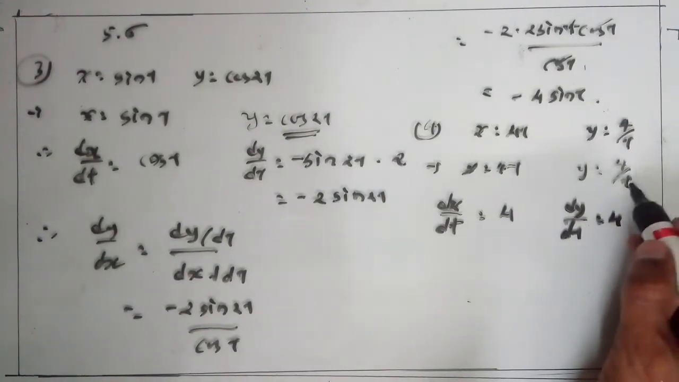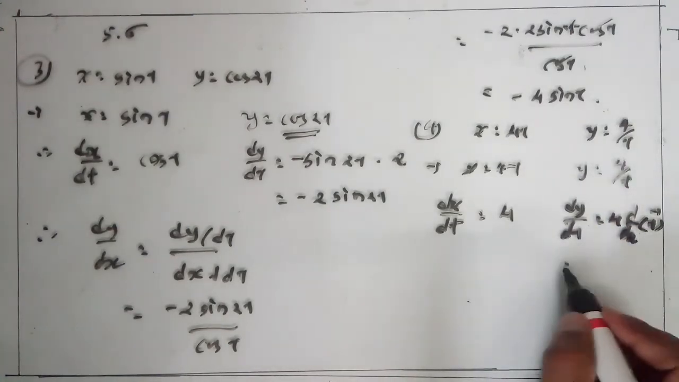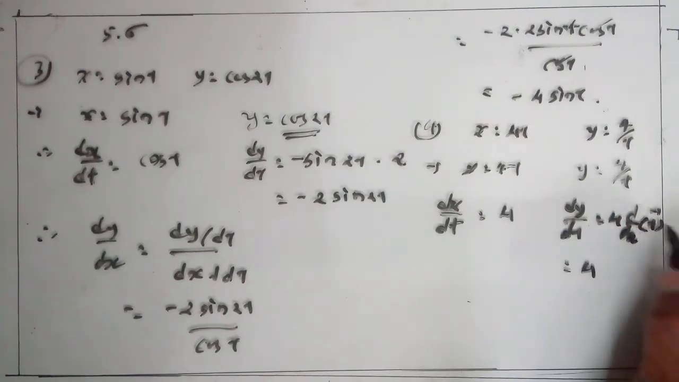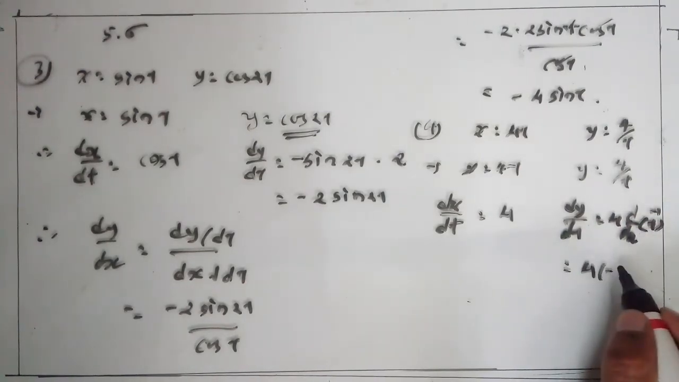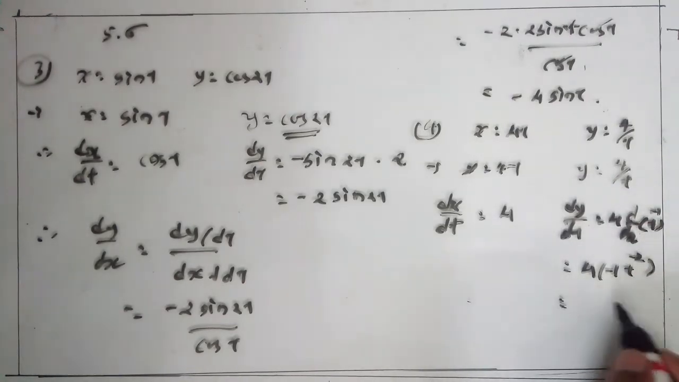upon t, that means t raised to minus 1. First write this to understand, 1 upon t is t raised to minus 1. So it is equal to 4 times the derivative of t raised to minus 1, which is minus 1 into t raised to minus 1 minus 1, that is minus 2. So we get minus 4 upon t square.